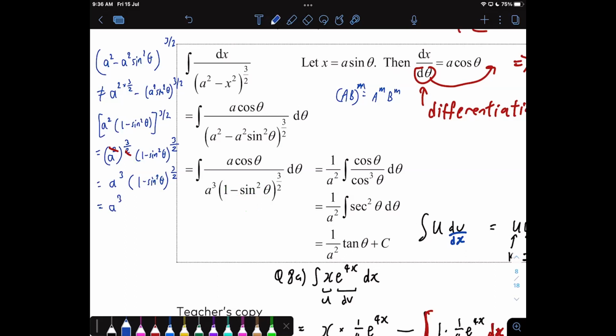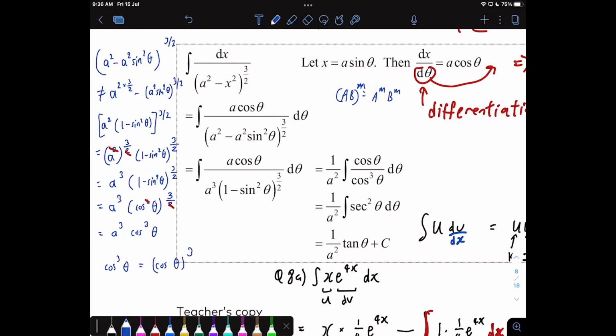So this is actually equal to a cubed times cosine squared theta to the power of 3 over 2. What happens when you have a square and over 2? They cancel out. Exactly. Then you are left with a cubed times cosine theta to the power of 3, cos cube theta.